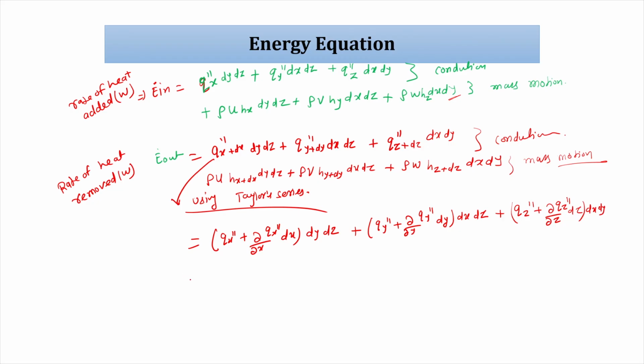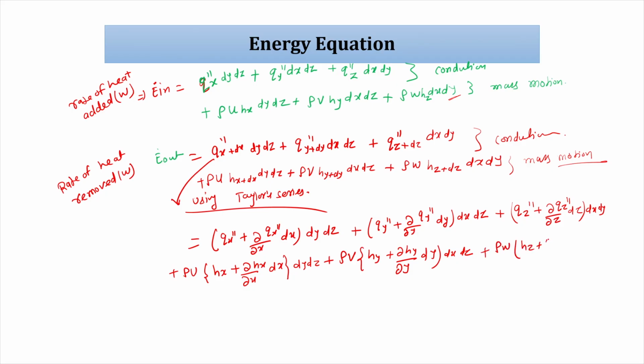Similarly, for the bottom we can write rho u h x plus del h x by del x dx, times dy dz, plus rho v h y plus del h y by del y dy, times dx dz, plus rho w h z plus del h z by del z dz, times dx dy, isn't it? This term we can write.